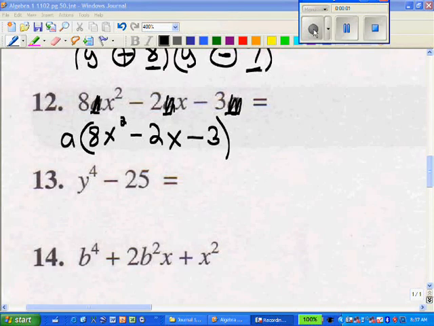Okay, so I've already factored out the a's, right? Because they were a common factor in all three terms. So I put the a on the outside. I divided everything by a, and then I got rid of the a's by doing that, and then I put the a on the outside.